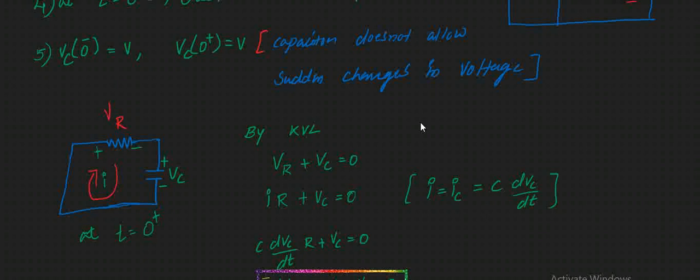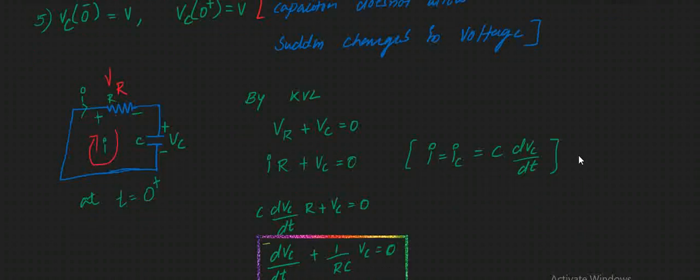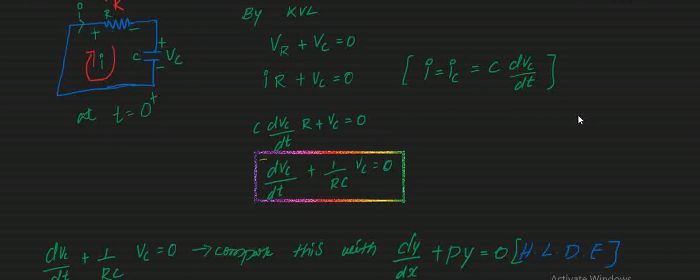By applying KVL to this circuit, we get the voltage drop across the resistor plus the voltage drop across the capacitor. The voltage drop across the resistor is I into R, plus Vc. But I is nothing but the current flowing in this circuit. Whatever current flows through this resistor, the same current flows through the capacitor also. From the capacitor equation, Ic equal to C into dVc by dt. By substituting here, C into dVc by dt into R plus Vc equal to 0.